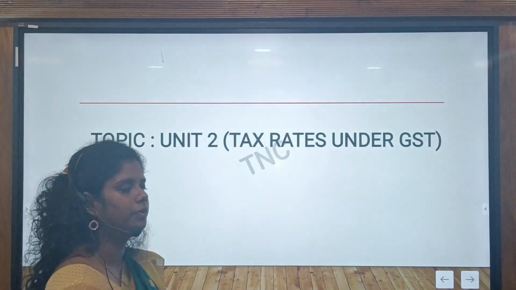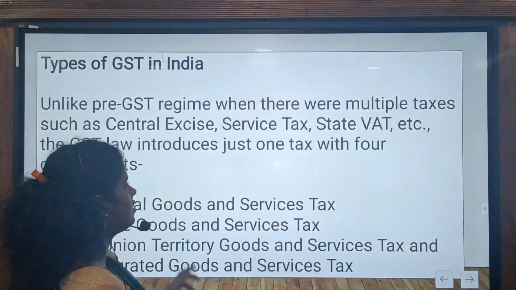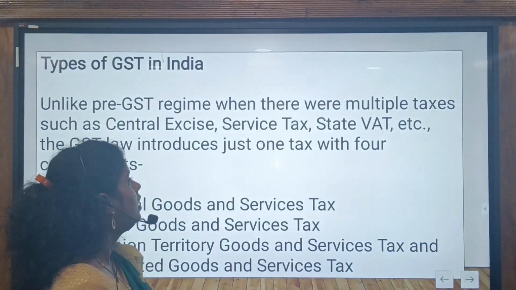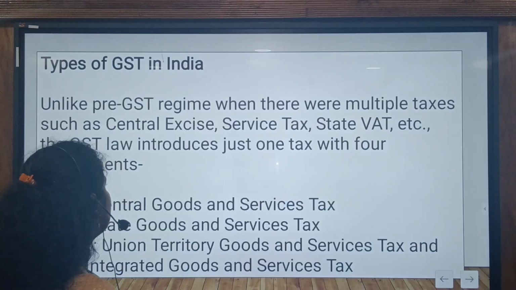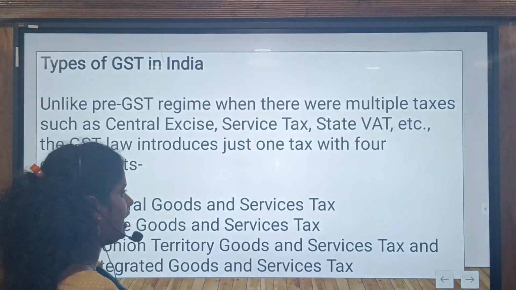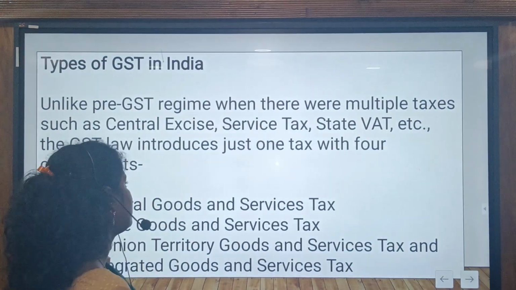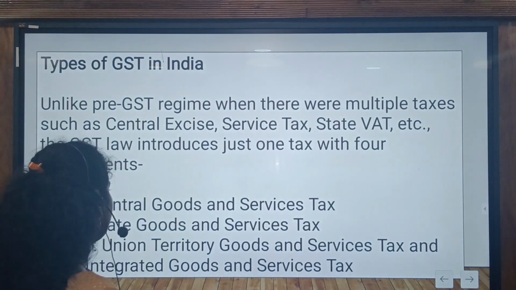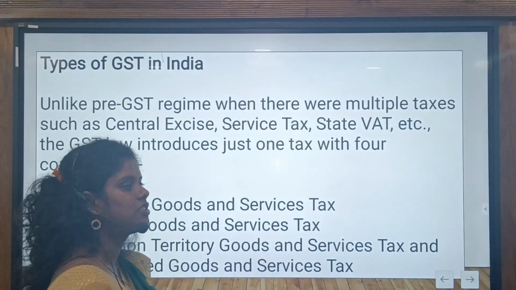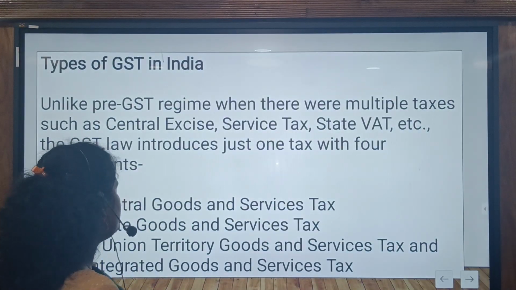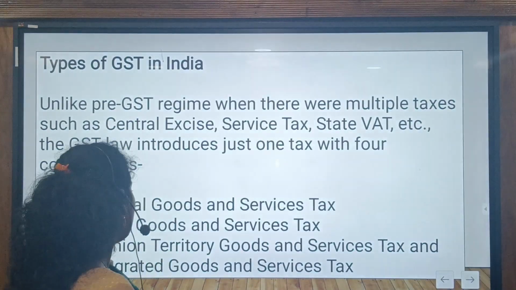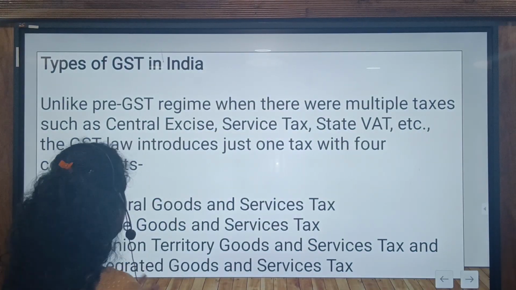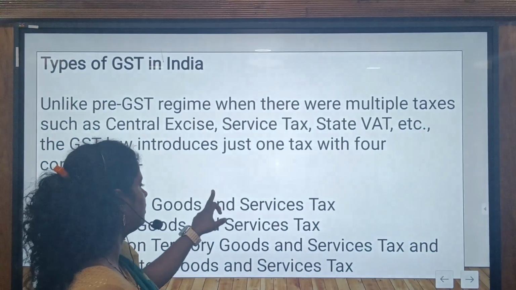Now we'll move on to Unit 2: tax rates under GST. Types of GST in India. Unlike the pre-GST regime, when there were multiple taxes such as central excise, service tax, state VAT, that is value added tax, etc., the GST law introduced just one tax with four components: CGST, that is Central Goods and Services Tax; SGST, State Goods and Services Tax; UTGST, Union Territory Goods and Services Tax; and IGST, Integrated Goods and Services Tax.